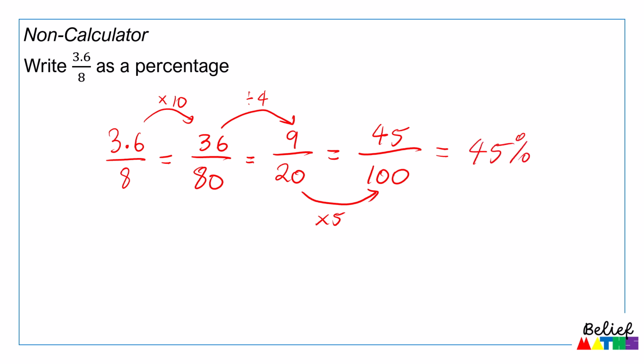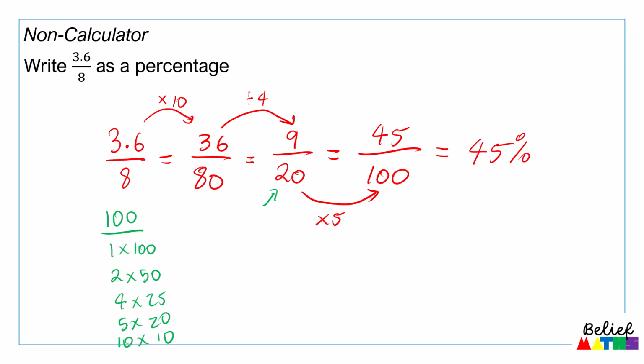So just remember, we always want to try and simplify that denominator down to be one of those numbers that goes to 100. Now when I talk about one of those numbers, all we're talking about is one of the factors of 100. So 1 times 100, 2 times 50, 4 times 25, 5 times 20, or 10 times 10. All of those numbers will make you 100.